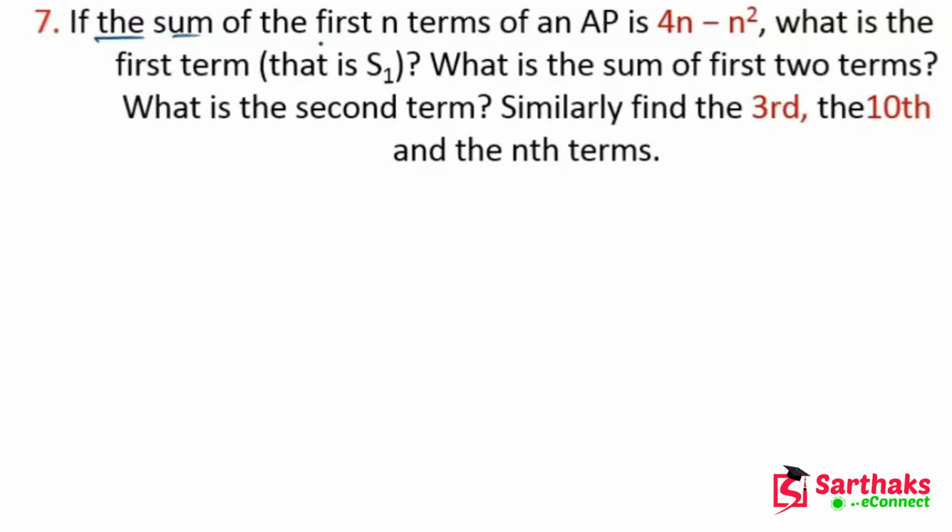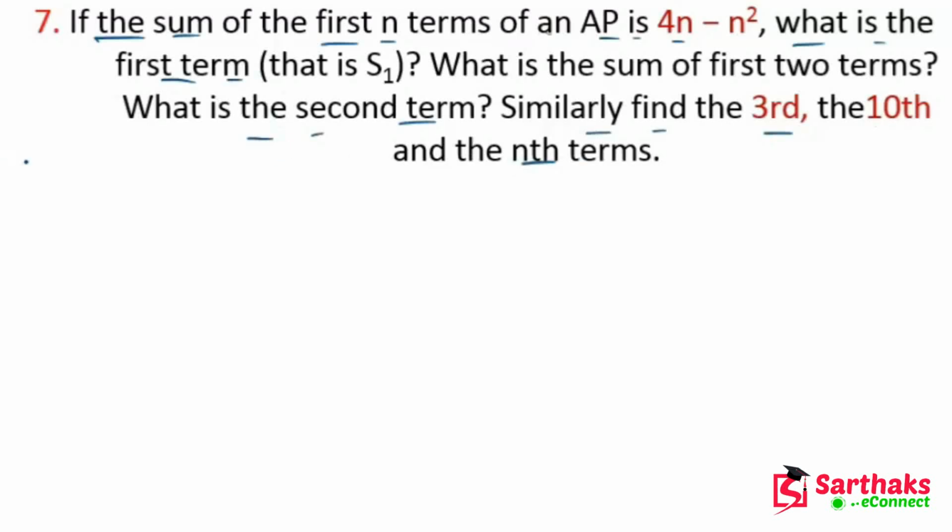If the sum of the first n terms of an AP is 4n minus n square, what is the first term, that is S1? What is the sum of the first two terms? What is the second term? Similarly, find the third, the 10th and the nth terms.